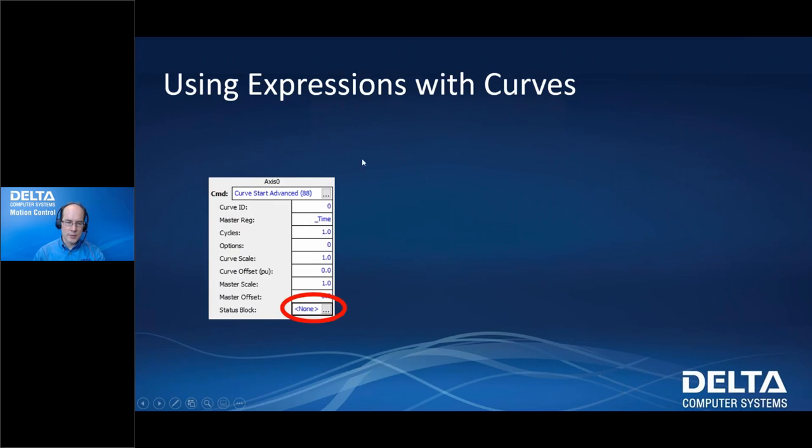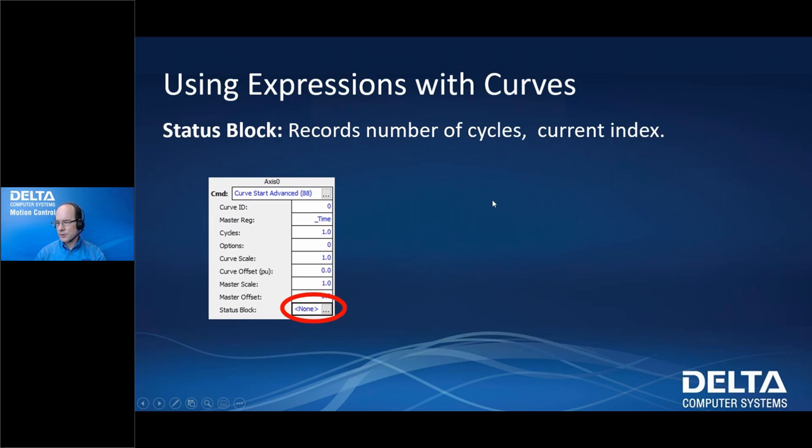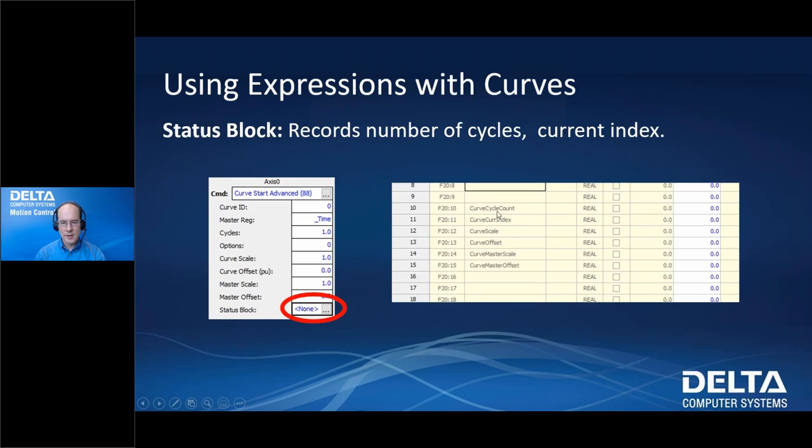Another item with expression with curves. When we send the curve start advance command, we have the status block here. That can be used to record the number of cycles or the current index. So you point to a place in the variable table where you can look at those. You need 6 items here, and then we can do various things with that. So I want to show a couple examples.